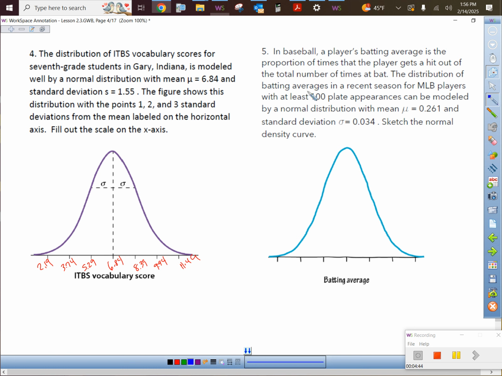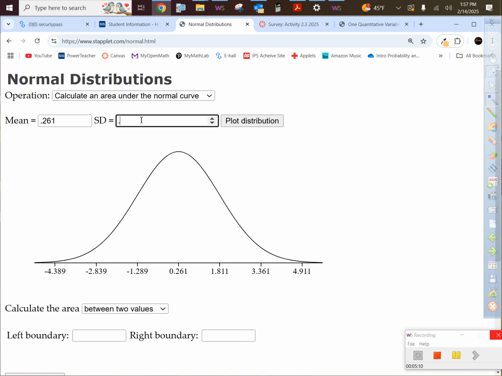Here's what they got. It's a normal distribution. Again, all the stuff we're talking about today only works with normal distributions. It's got a mean of 0.261 and a standard deviation of 0.034. If I go back to the applet, I can just delete this out and change my mean to be 0.261, and then my standard deviation to 0.034. Do you see if I hit plot distribution, it changes all of those numbers.